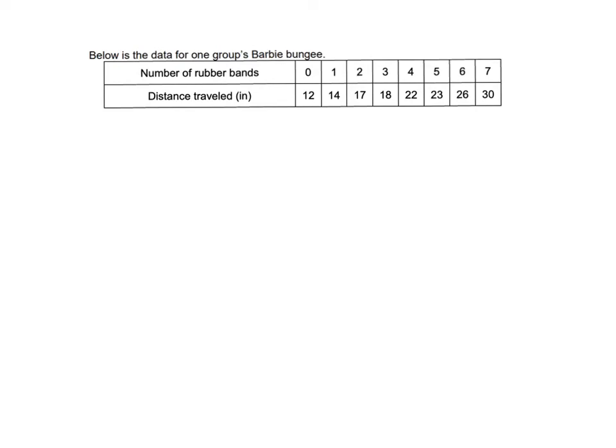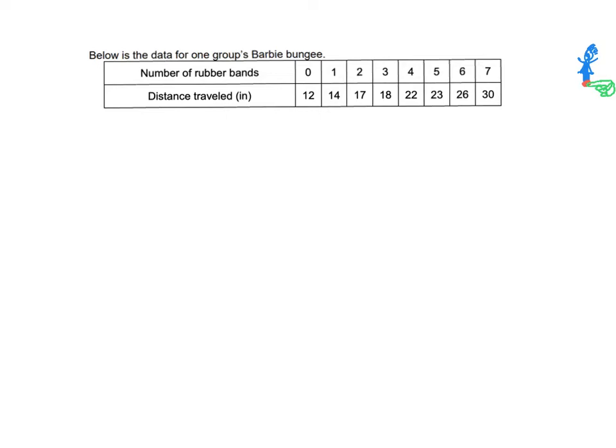This is an old data set that we've had. Below is the data for one group's Barbie bungee. Essentially what we did was we'd take Barbie, right? If you know the Barbie doll, the little Mattel doll. It's a little doll. And what we'd do is we put a little rubber band around Barbie's legs, and we would attach it to a finger, really. So somebody would have their finger standing right here, and then the rest of their hands would be here, right? Thumb. You get the point. I'm not a great artist.